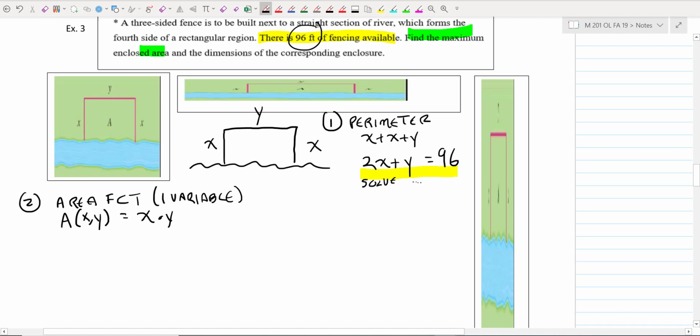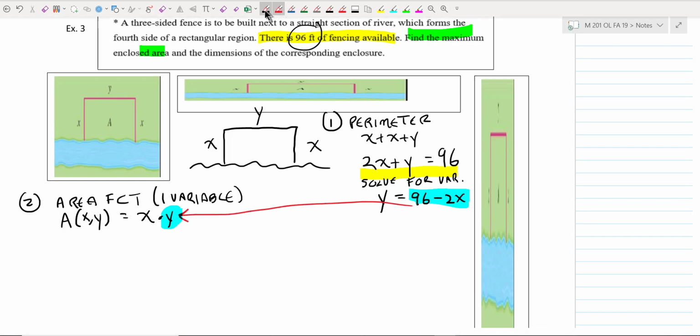So basically just solve for either variable. It doesn't make any difference which. To me, it's just as easy to slide the 2x over to the right side. So you would get y equals 96 minus 2x. Okay, so here's y. Let's plug this into the area, and then we'll have a function that's in terms of 1 variable x.